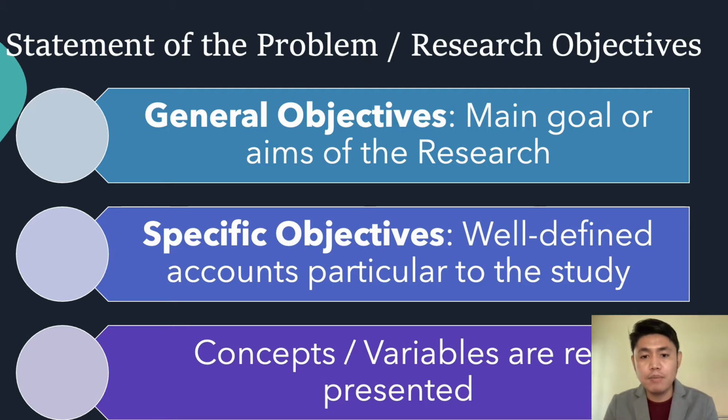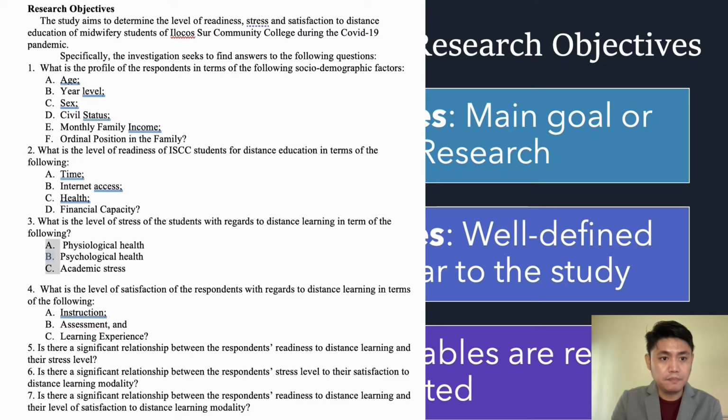I will give you an example of the research objectives of one of my undergraduate research papers. On the upper hand, that is the upper left part, that is the general objective. So it says here, the study aims to define the level of readiness, stress, and satisfaction to distance education of midwifery students of Ilocos Community College during the COVID-19 pandemic. So that is the general objective, and it gives an overview of what that research study is trying to accomplish.